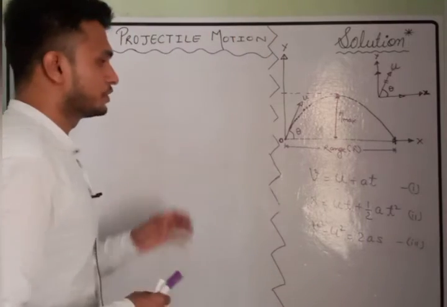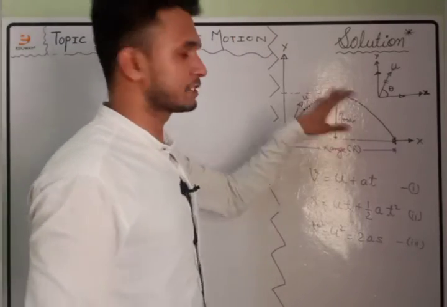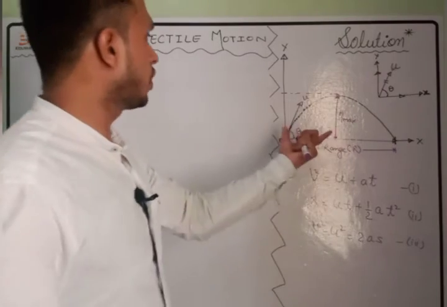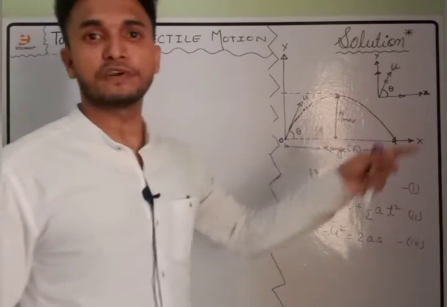Now, in order to simplify this projectile motion, we will resolve this two-dimensional motion into two different directions.